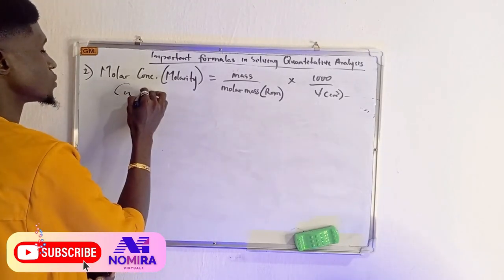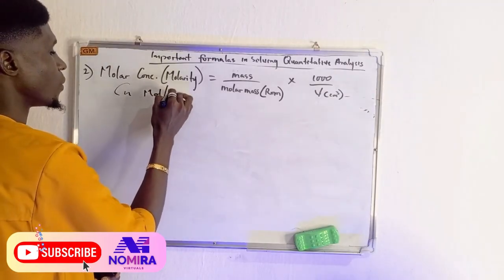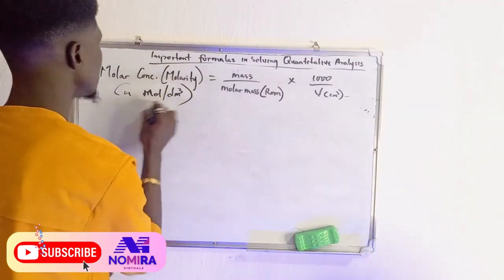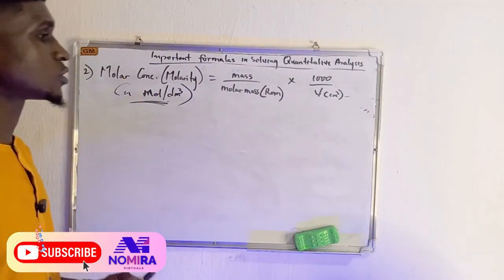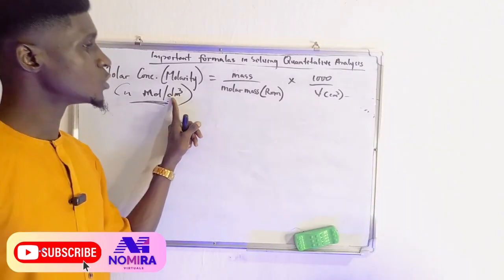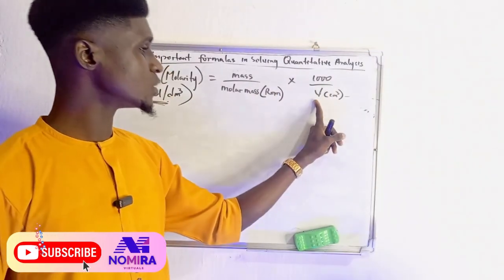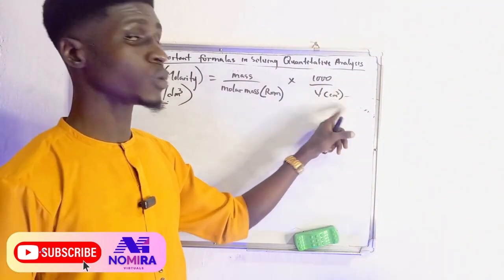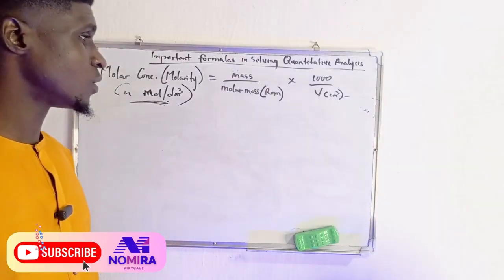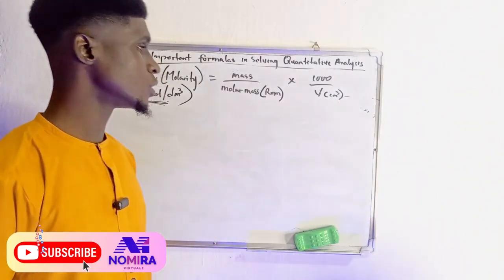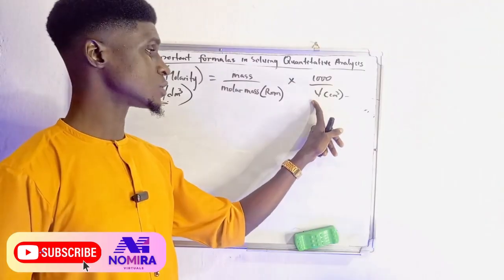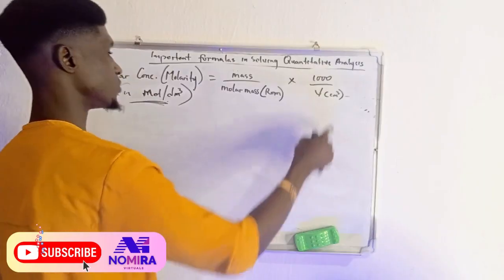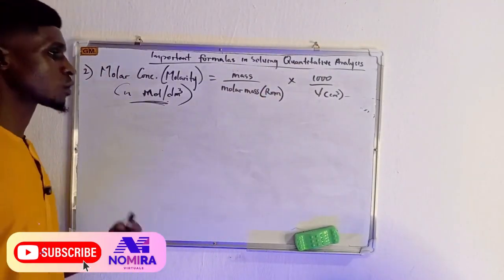mole per dm cube. This is the unit of molar concentration. You will find out that it is in dm cube. So this 1000 over volume is just a way of converting this cm cube that we use in practice or while conducting titration, because all our apparatus are in cm cube. Okay, the pipette and the burette are in cm cube. So 1000 here is for conversion.